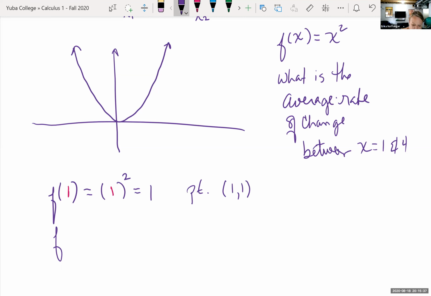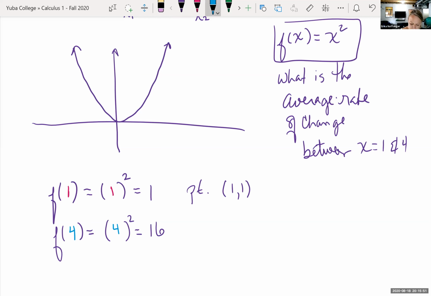And then let's look at what's happening when x is 4. We can go back and plug that in wherever we see an x in the function f of x. And we get 4 squared, which is 16. And so here we can see that we have a point at (4, 16).